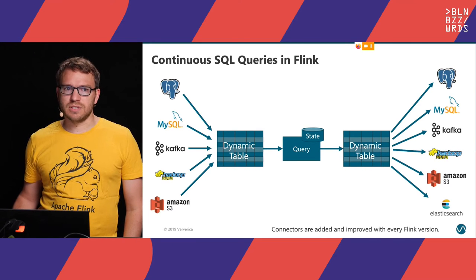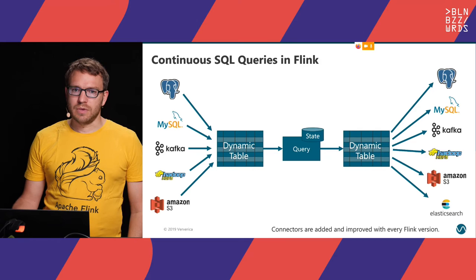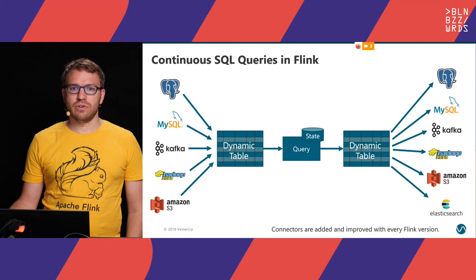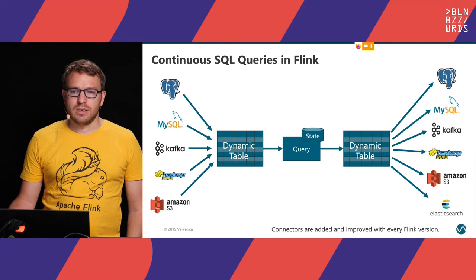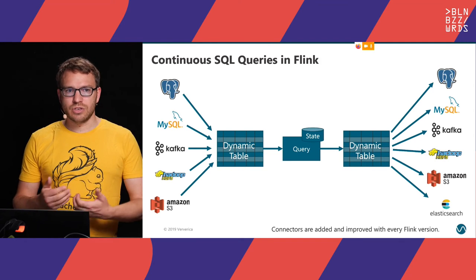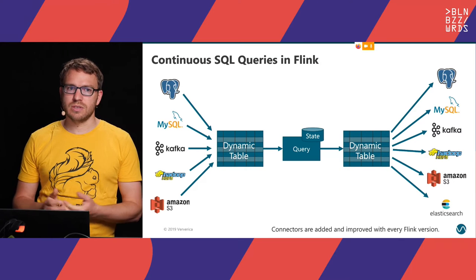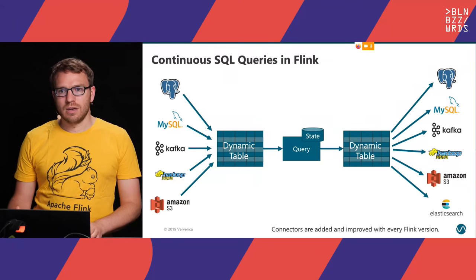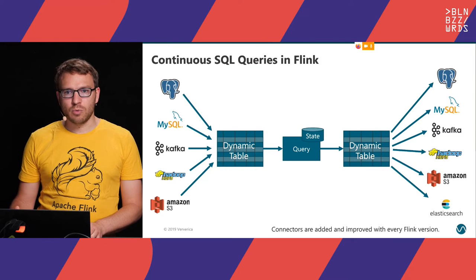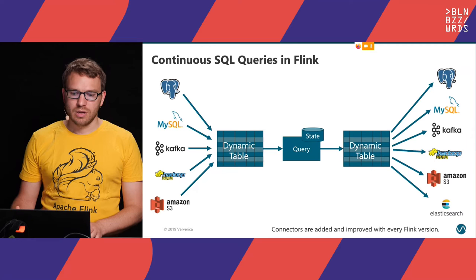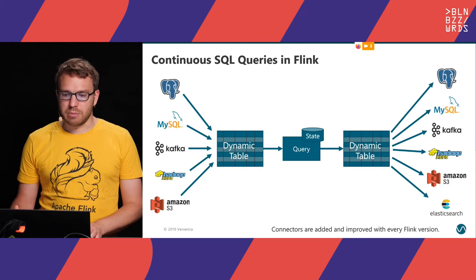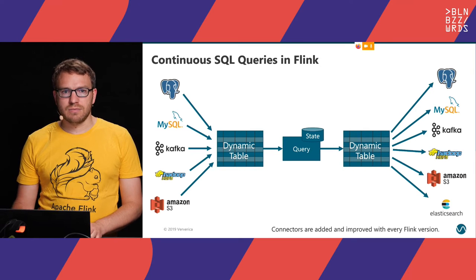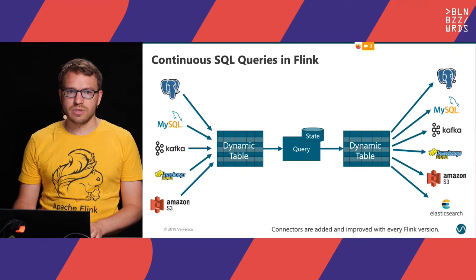But the query itself only sees a static data set. In contrast, when you're running a continuous query in Flink, you're running the query on a dynamic table, and the query itself internally needs to have some state to hold intermediate results, and then the output of such a query is again a dynamic table. A dynamic table can get its data through different kinds of connectors.